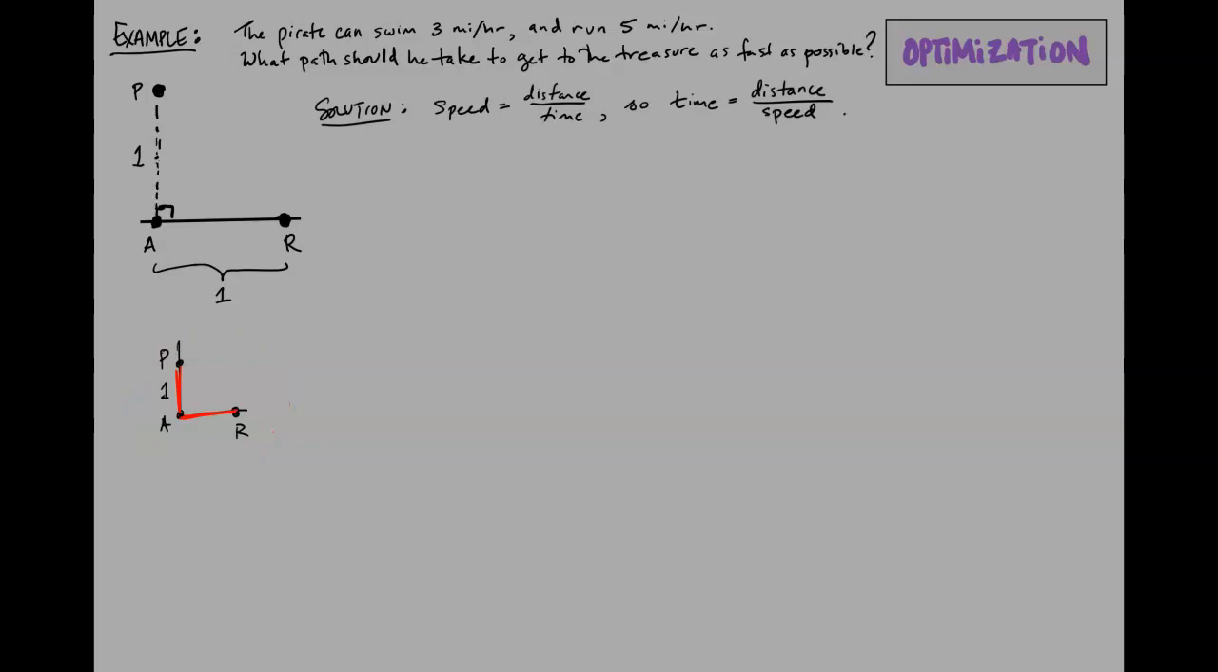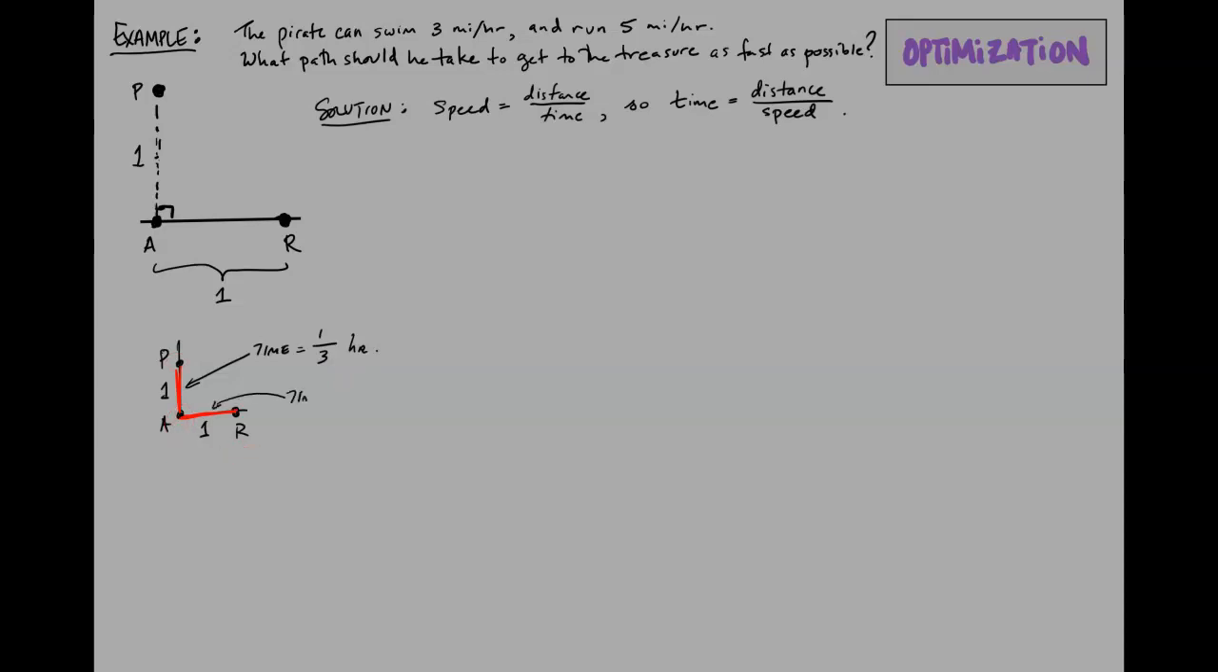Well, each path is a mile, we said. And in this path, the time that it takes is, according to our formula over here, the distance he covers, 1 mile, over the speed. And here he's swimming. His swimming speed is 3 miles an hour. So his time there is 1/3 of an hour, or it takes him 20 minutes to get from P to A. Once he gets there, he takes off down the beach to get to R.